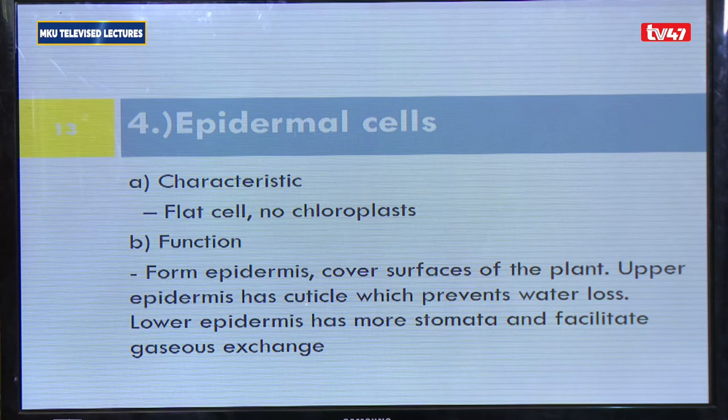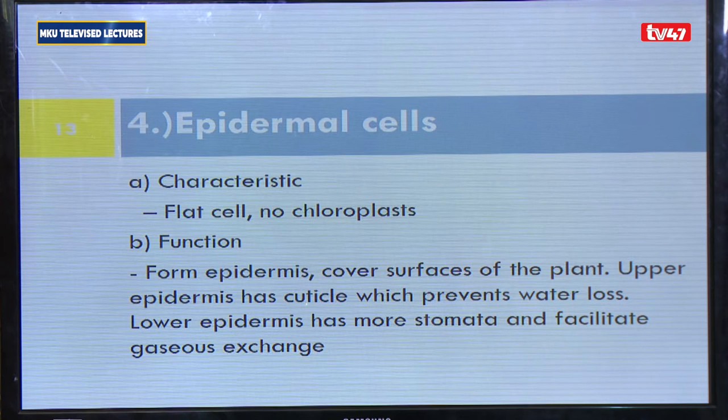For the function of the epidermal cells, we find they form the epidermis, which is the outer covering that tends to cover the surfaces of the plant. And this outer covering, we tend to find it may be covered by a protective layer called the cuticle. So generally, as the epidermis is providing protection and covering, the cuticle on the epidermis tends to be waterproof, and it is actually also not permeable to respiratory gases. So the cuticle tends to prevent excessive loss of water from the surface of the plant.